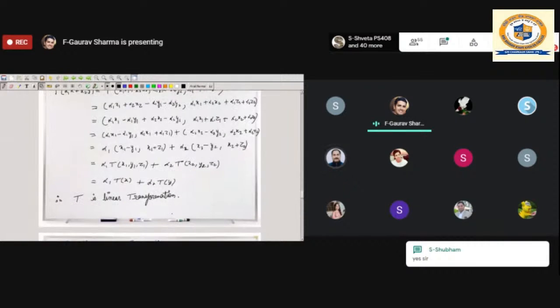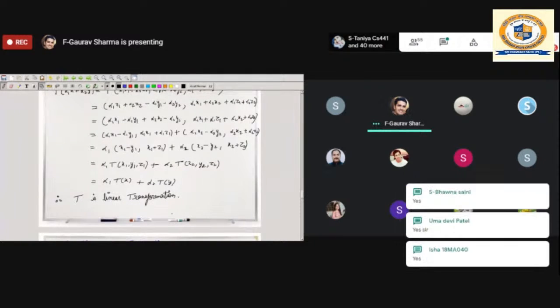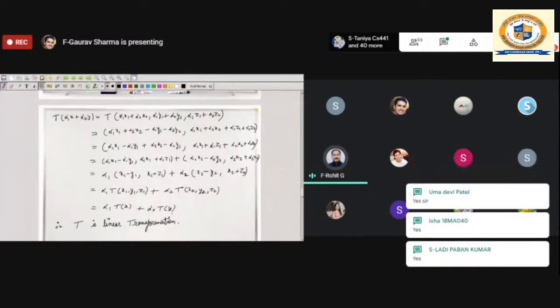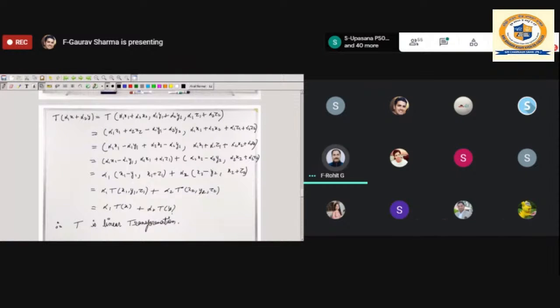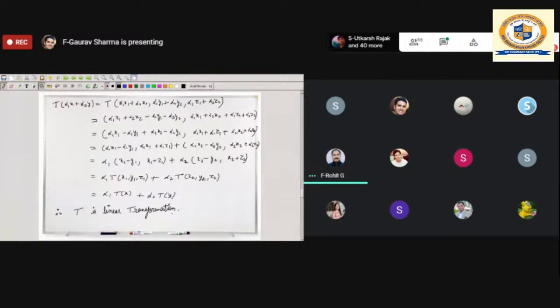Sir, I can give them one question: T of x is equal to x and T of x is equal to x square. Ask them to think for 1 minute, and then ask which is a linear transformation and which is not. So take for example T of x equals x, and the second one is T of x equals x square. You can think about these transformations. They are simple transformations from R to R. Both are transformations defined from R to R.